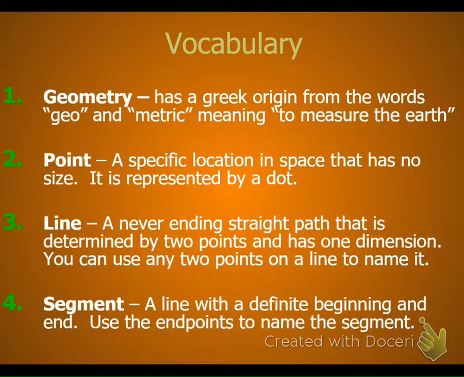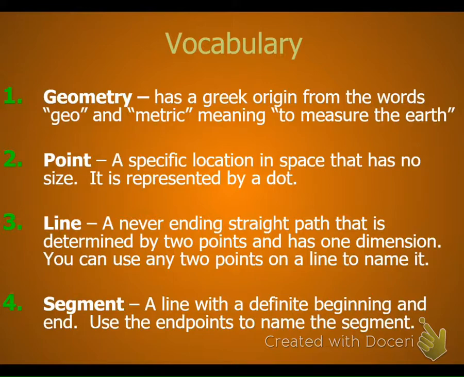So, vocabulary. I am going to read them. I'll give you guys time to write them, and then I'll probably reread them, okay? So our first one up is the definition of geometry. It has a Greek origin from the words geo and metric, and when you combine those, geo has that earth, right? Metric means to measure, so it means measuring the earth. We have a point. It's a location in space that has no size. It is represented by a dot.